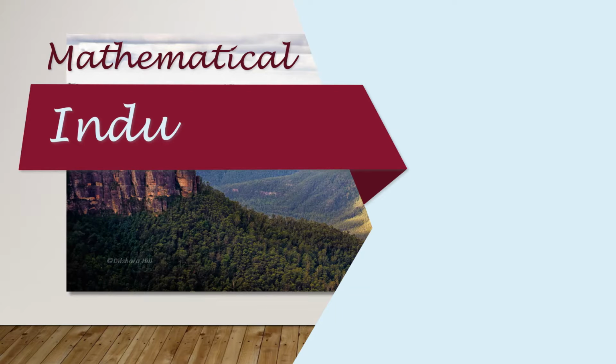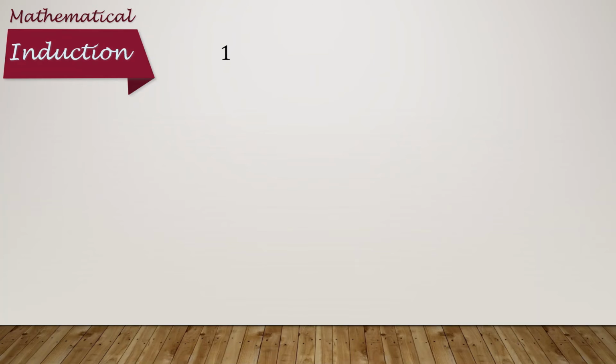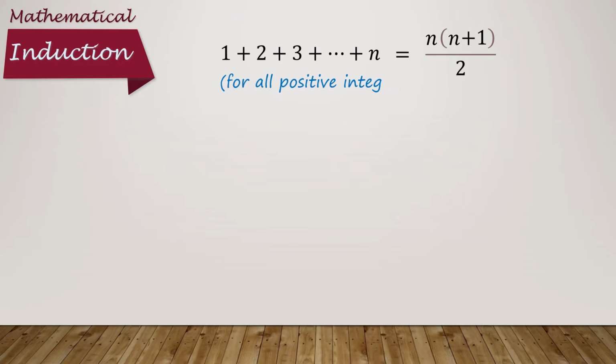Mathematical induction. Let's say we want to add all the numbers up, or sum them up, all the way up to n, for any particular n. We have a formula for that. It's n times n+1 over 2. This works for all positive integers.